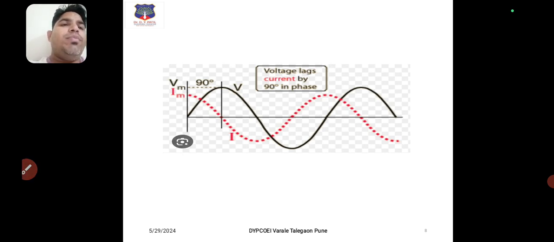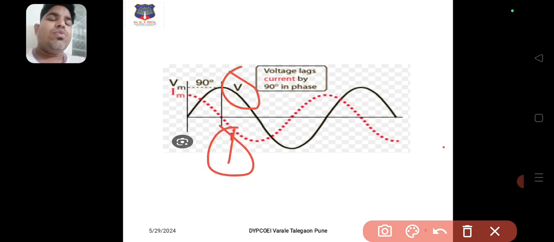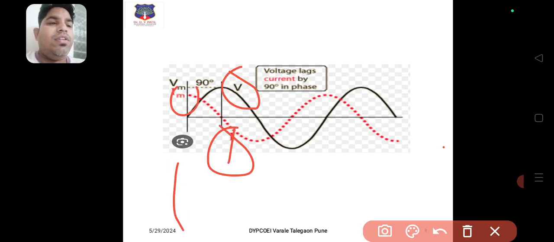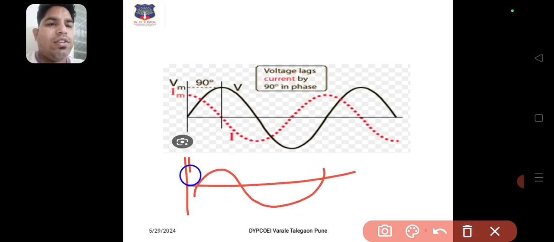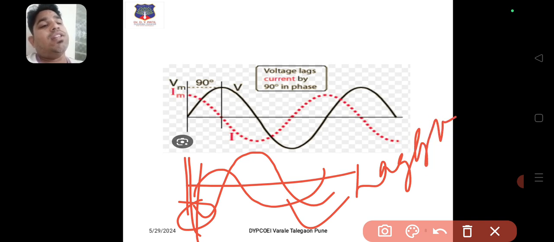Now it is nothing but leading and lagging. What is meant by lagging? When we have two alternating quantities, suppose one is the current and the other is the voltage. If the difference between the two alternating quantities is positive, we can say it is leading. If the difference between the two alternating quantities is negative, we say it is lagging.